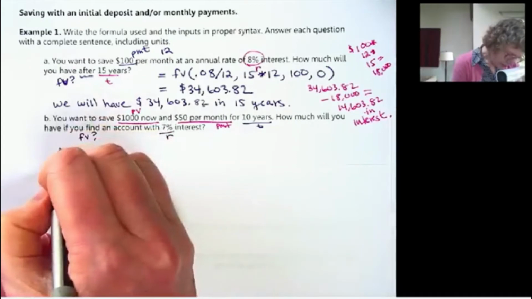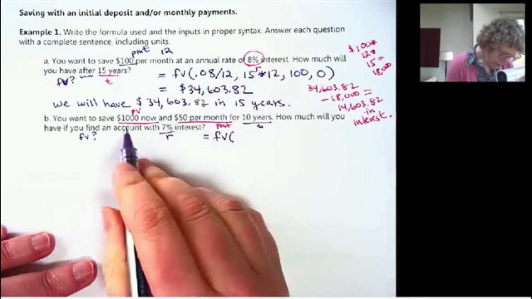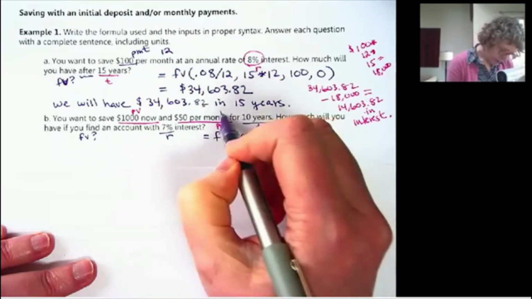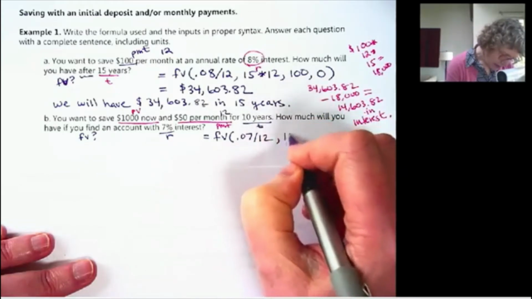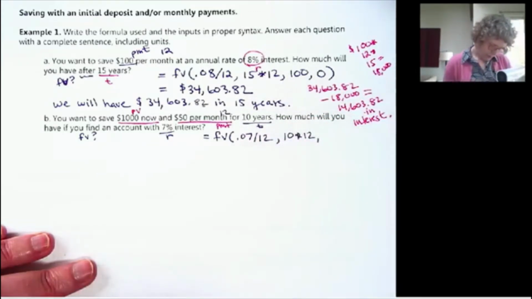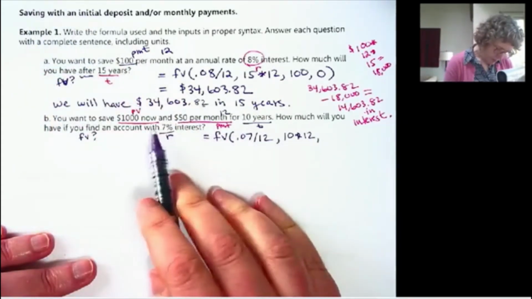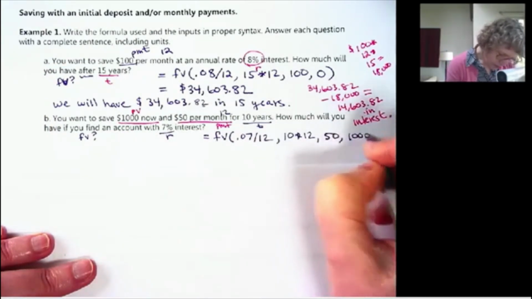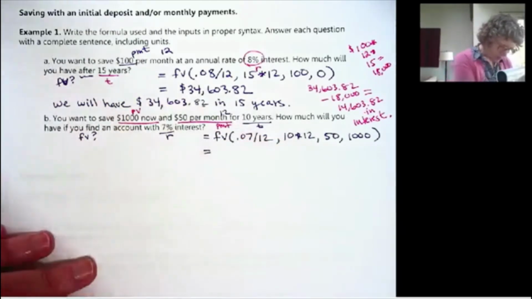Okay, so let's go over here again. Equals future value. Our rate always comes first, so 0.07. This is monthly again, per month. So that's 12. This time it's 10 years, so 10 times 12. Okay, the third thing is the payment. So the payment comes first, which is $50. Then the present value is 1,000. So here's a situation where we have both a payment and a present value. Okay, let's put it in.